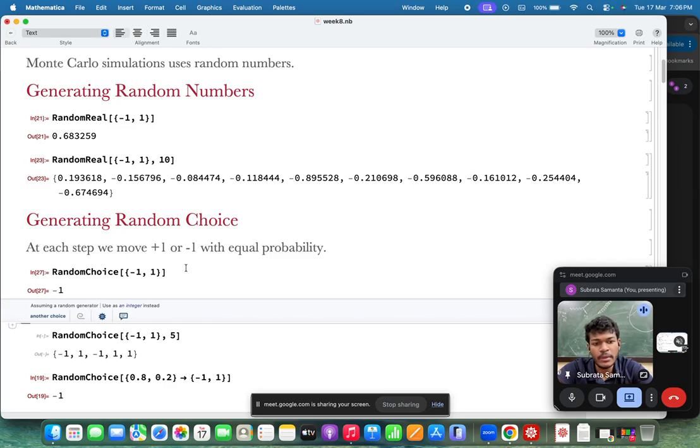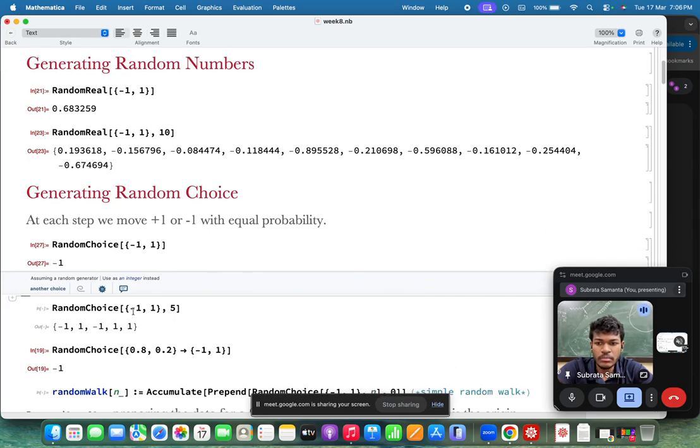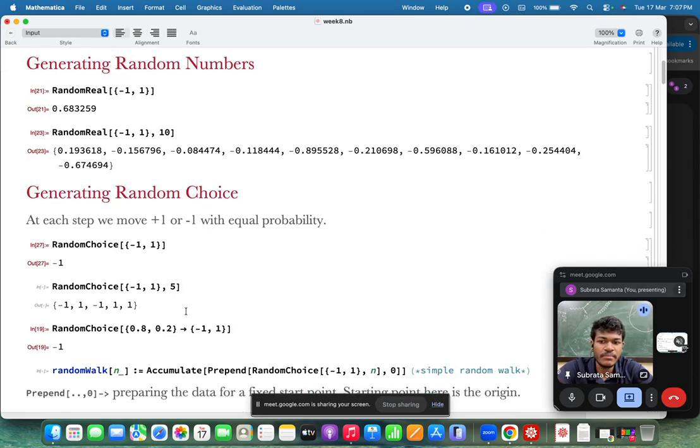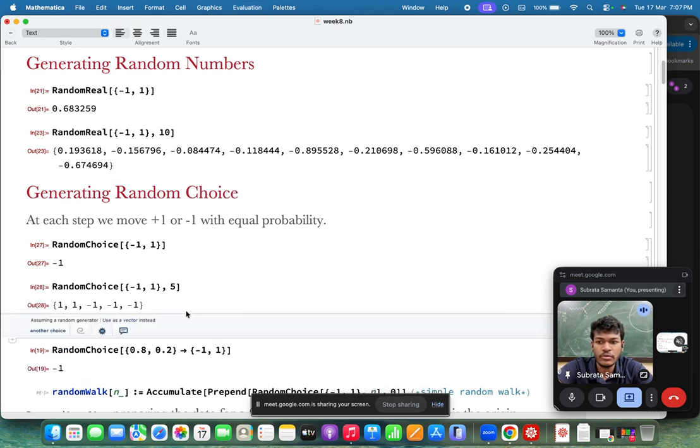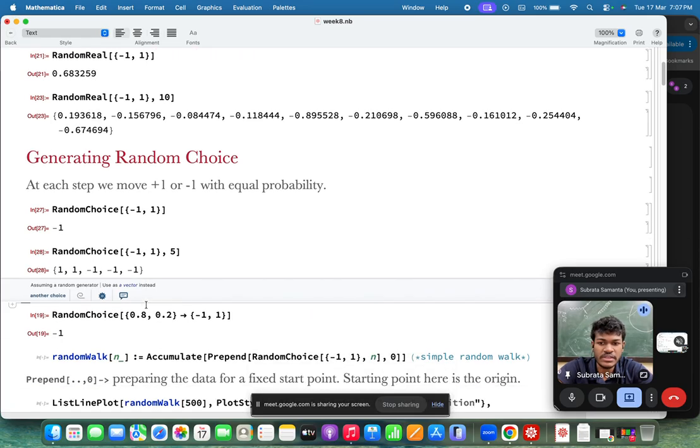If you perform it like a coin toss, how many times you get a tail or a head, if you perform it a large number of times, you basically get half each. Here I am not assigning any probability, which means they have equal probability, half. You can also generate, let us say, 5 random choices of -1 or 1: 1, 1, -1, -1, -1. So you can generate the steps randomly. That is the random walk.